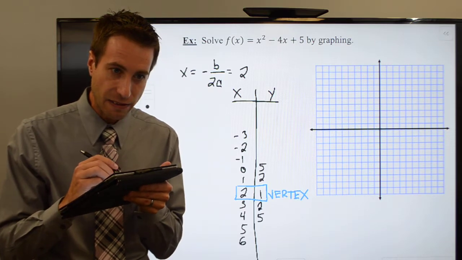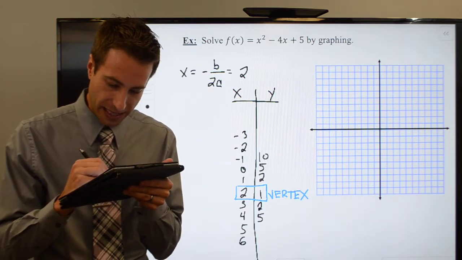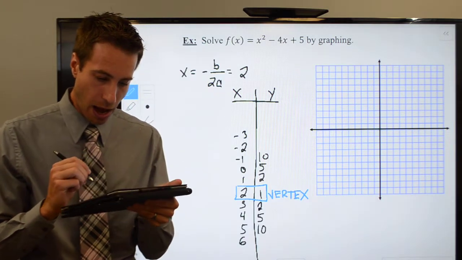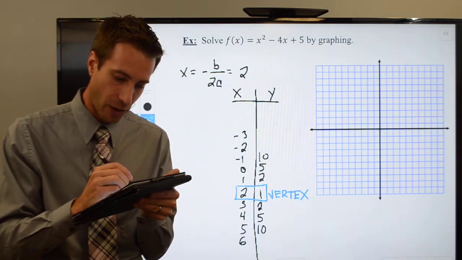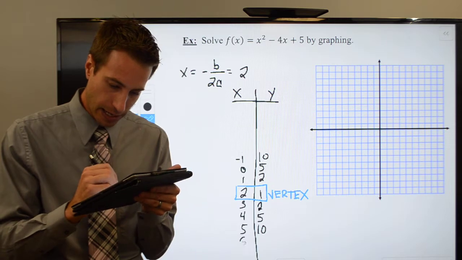Plug in 0, I should get 5 and 5. Plug in a negative 1, I wind up with 10. Oh, and that's as far as I can go because I'm already at 10, and that's as far as my graph goes. So actually, I can get rid of those ones. I can get rid of that one.